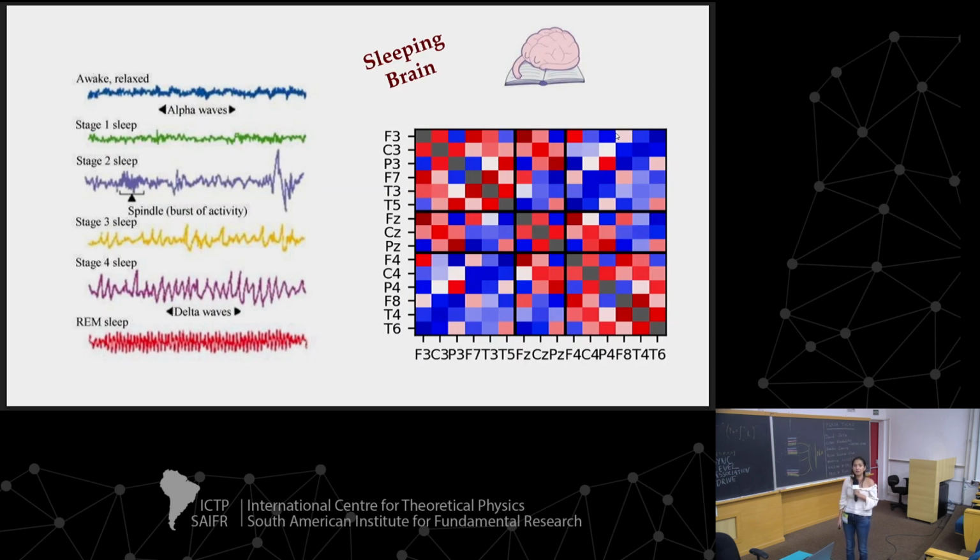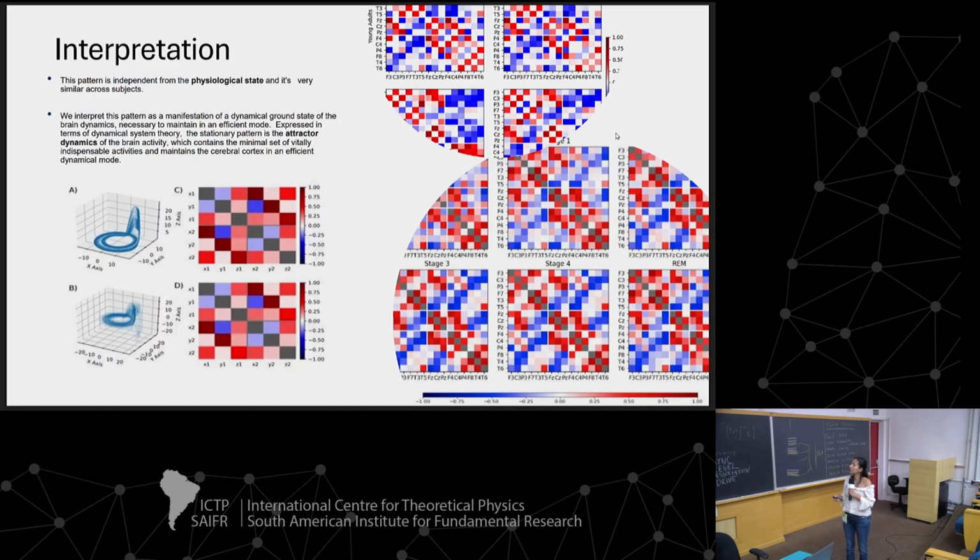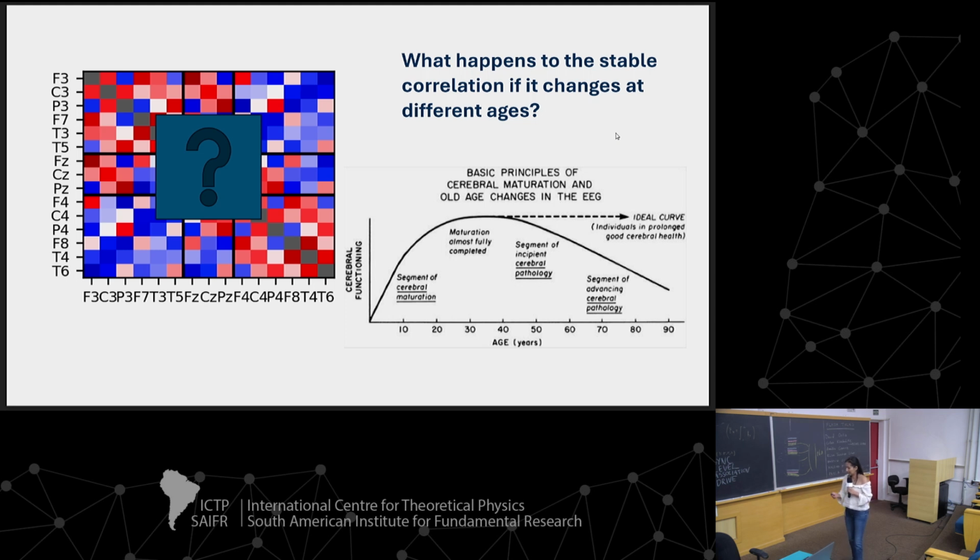Here we are using the same data that Elsa explained. Using the sleep data, we found the same structure, very similar to the epileptic patients, and not only in the different sleep stages; it's very stable in different frequency ranges. Then we have one interpretation using a nonlinear model to try to explain why the brain has this structure. But now we have more questions than answers. The poster tries to answer what happens to this structure at different ages. We know that the brain changes with age, and maybe this structure depends on the age of the subject.